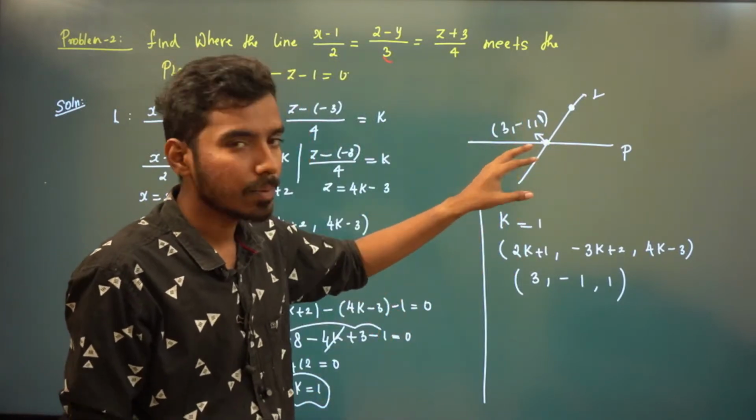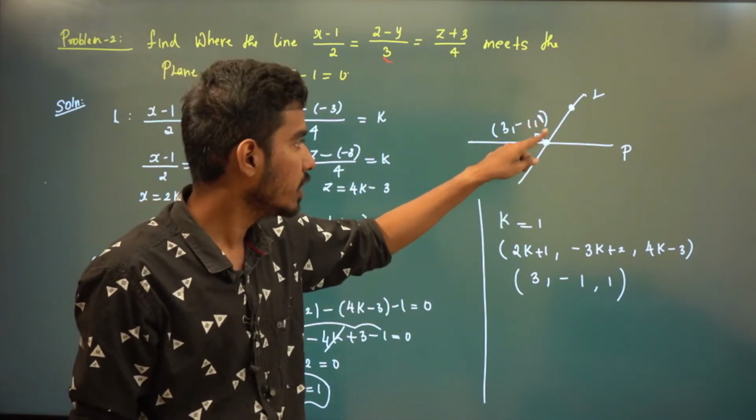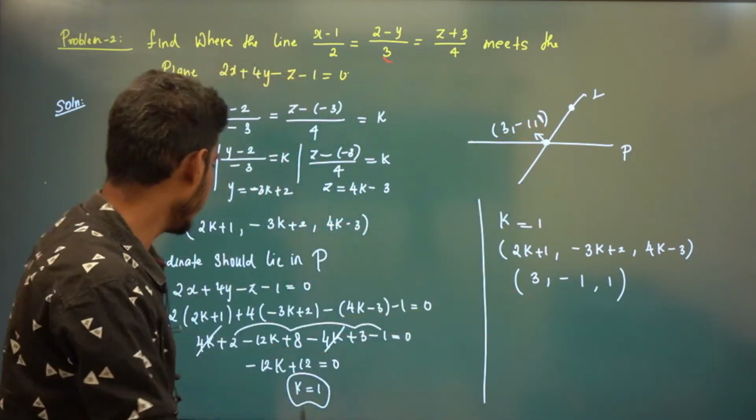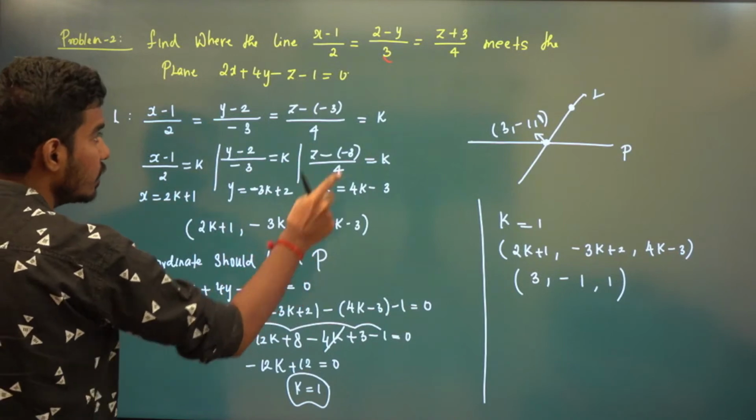Now, we need to find the point of intersection. That means this coordinate has to lie in this plane. That means this coordinate has to lie in P.